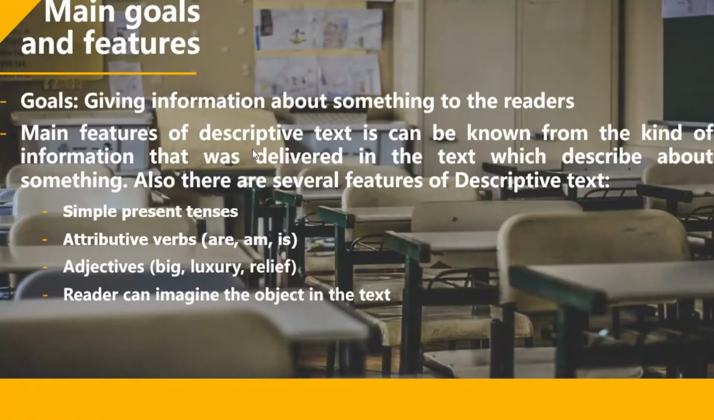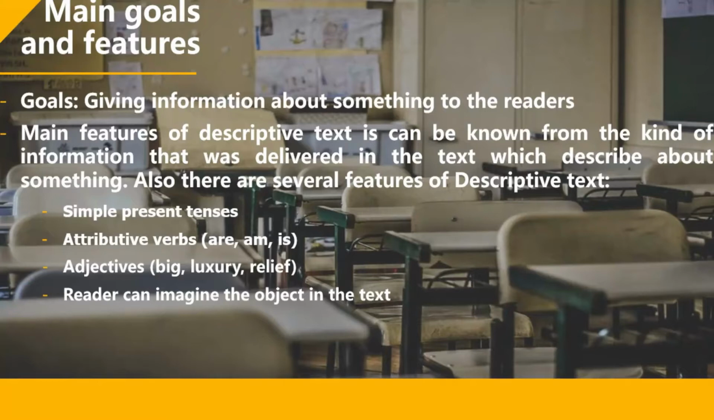Main goal and features of the descriptive text. The goal of descriptive text is for giving information about something to the readers. Then, the main feature of descriptive text can be known from the kind of information that was delivered in the text which describes something. Also, there are several main characteristics.